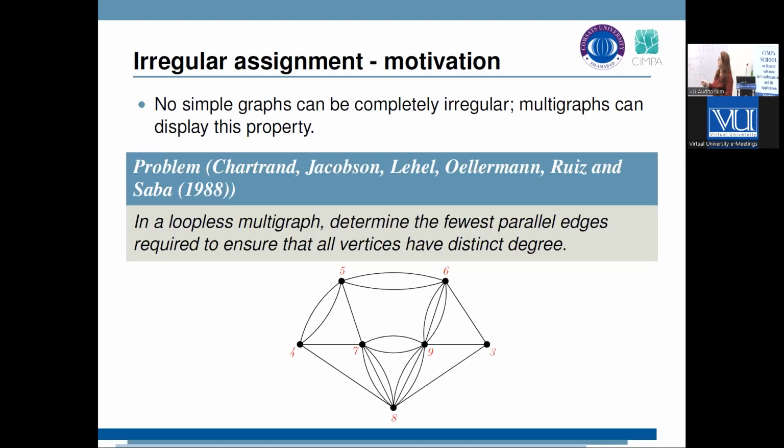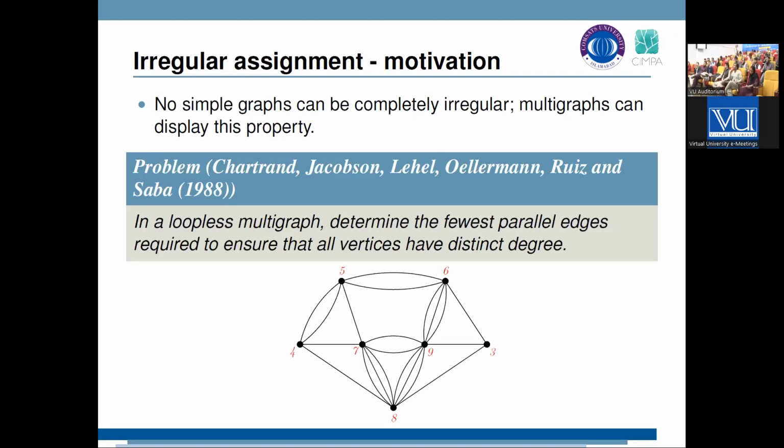Now we added several parallel edges, and now we will check what the degrees of the vertices are in this multigraph. For this vertex, now the degree is 5. For this vertex it is 7. So we see that every vertex has a distinct degree.